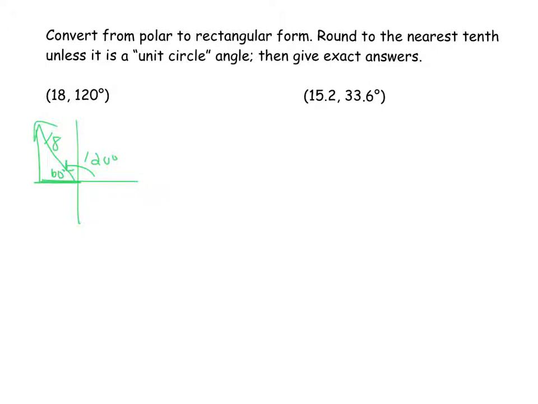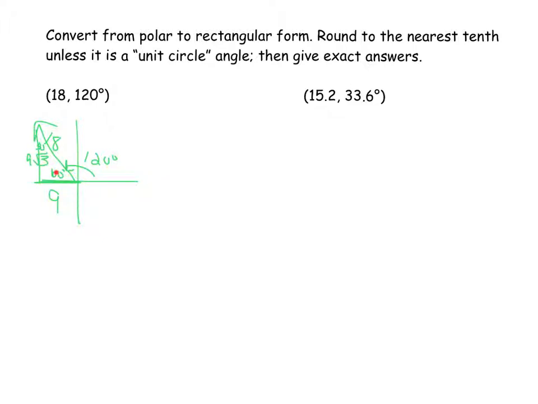Remember, this would be the 30-degree angle, which means the 30 side, which is over here, is half the hypotenuse. So this would be 9, and then this would be 9 root 3, right? Now, you could do that with trig. The problem is, since it's a unit circle angle and it says to give exact answers, your calculator is not going to give you root 3 here. It's going to give you a decimal for this.